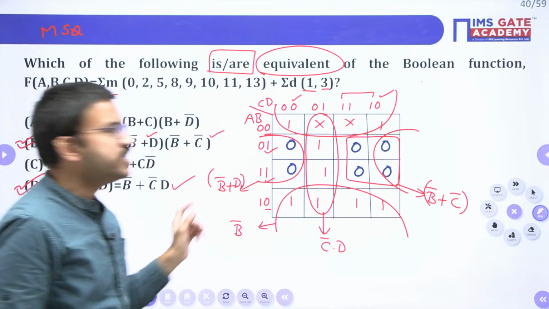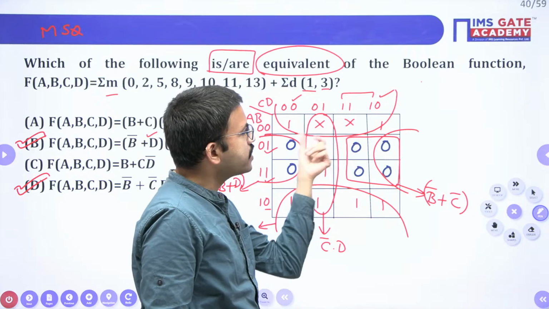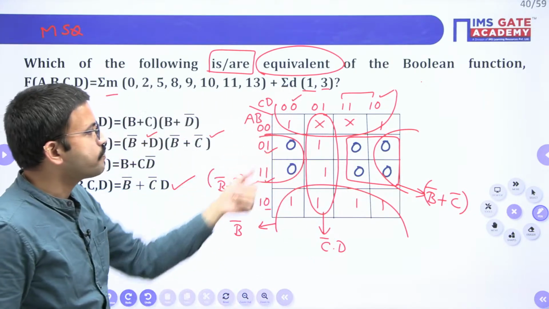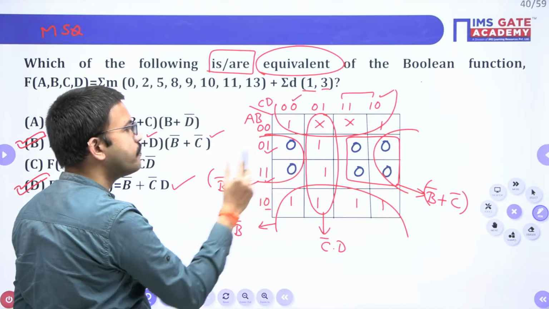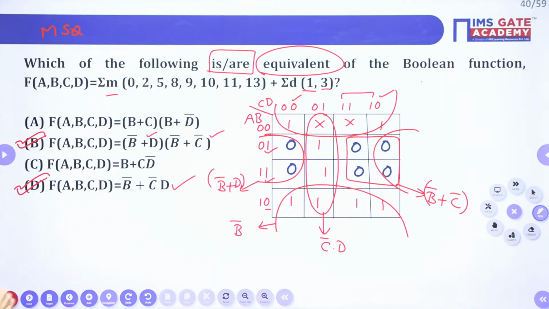Okay. So in this way, whichever don't care is helping in order to get the minimized function, we will consider. If you want to get SOP form, we will treat it as 1. In the POS form, we will treat it as 0, like that. Okay. I hope it is clear for everyone.